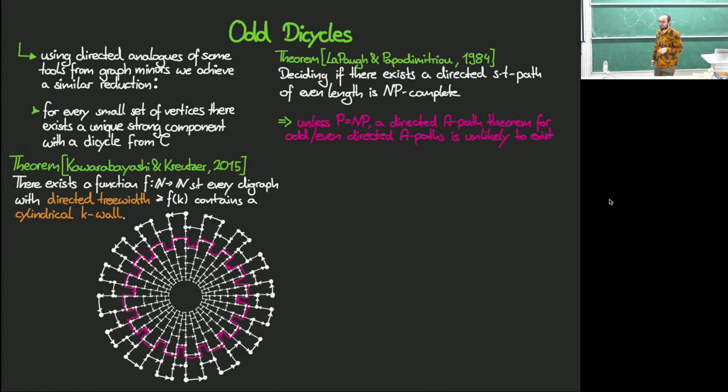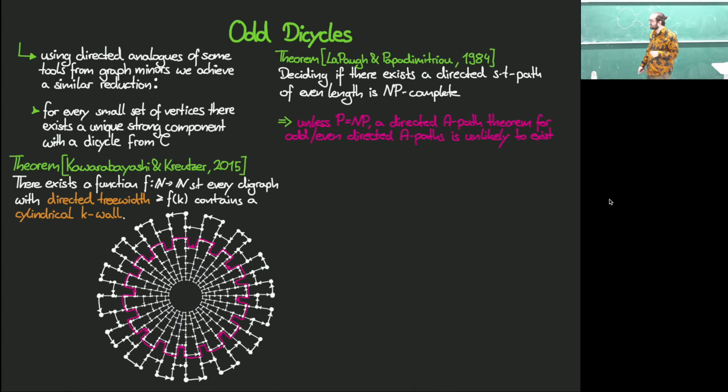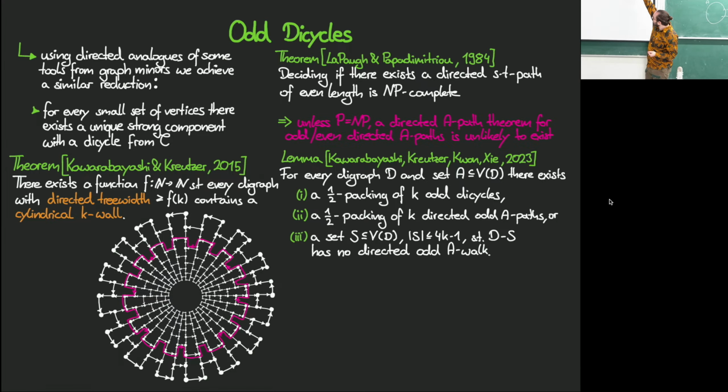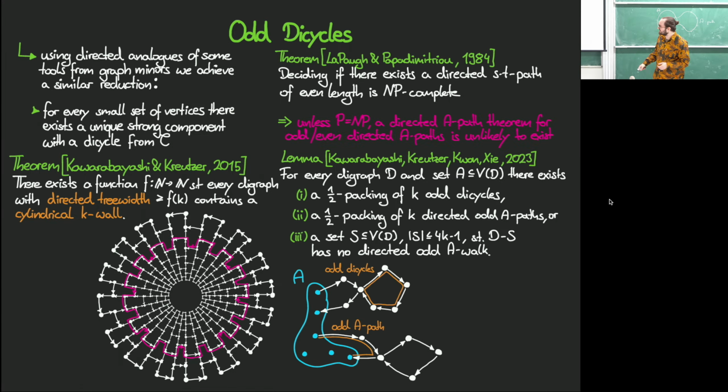Earlier I said people have proven the odd Erdős-Pósa theorem, and this is because here they can use a trick. This is the lemma they use, and they talk about walks, not paths. A walk is allowed to repeat vertices but not edges, and they say they can either find a half-integral packing of odd cycles, a half-integral packing of odd directed A paths, or delete a small set that removes all of the A walks. And the reason for this is because if your walk is of odd length, one of two things happens.